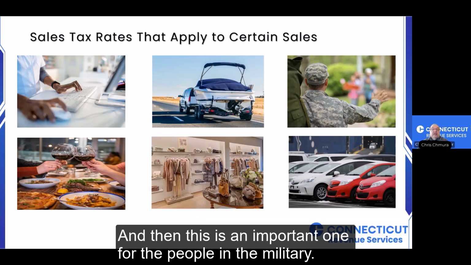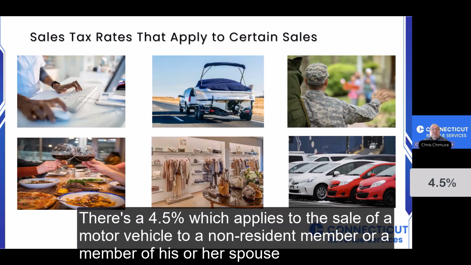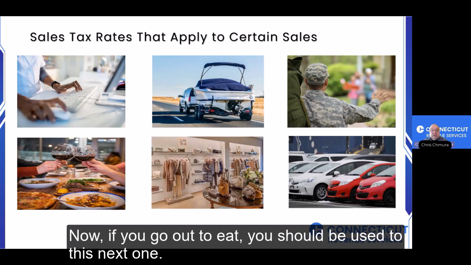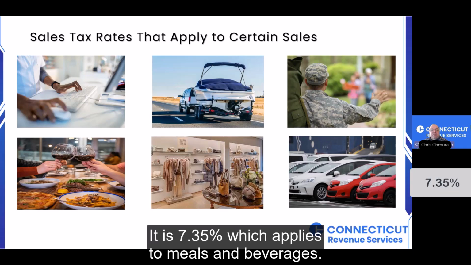And then this is an important one for the people in the military. There's a 4.5%, which applies to the sale of a motor vehicle to a non-resident member or a member, his or her spouse jointly of the armed forces of the United States stationed on full-time active duty in the state of Connecticut. Now, if you go out to eat, you should be used to this one. It is 7.35%, which applies to meals and beverages.